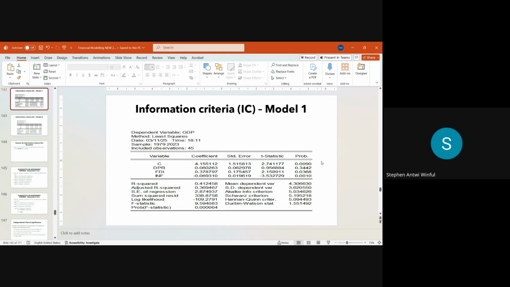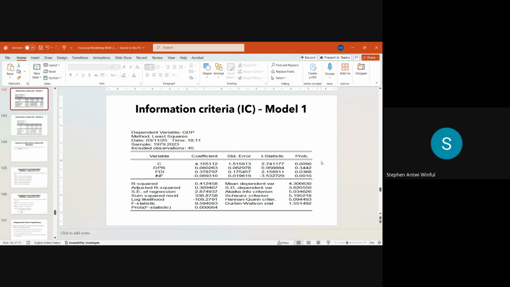If you check DPR, the T is 0.9, below 2, so insignificant. Are you seeing? The FDI, the T is 2.1, above 2. The INF, you have minus 3.5. The T, we use the absolute value. Don't look at the signs. Absolute value for the T. So the T for the INF is 3.5, above 2. The INF is significant. Are you following?